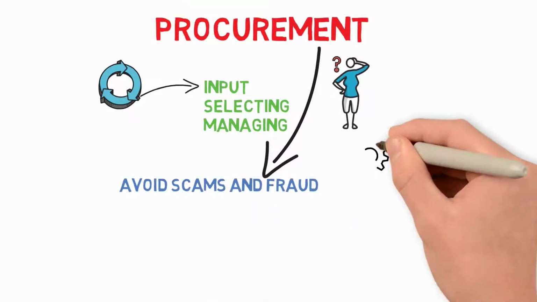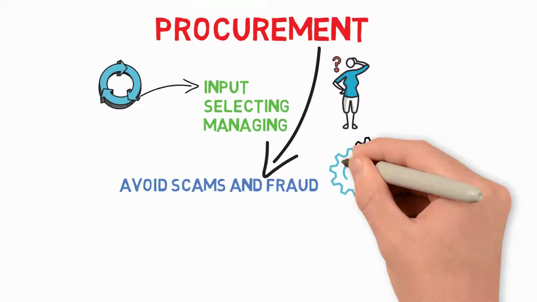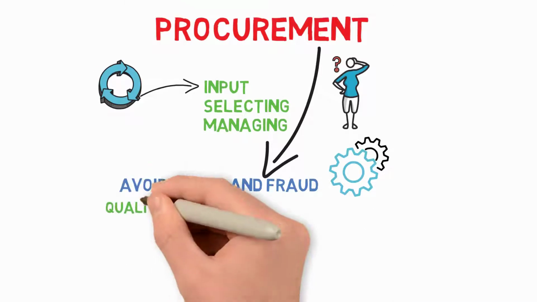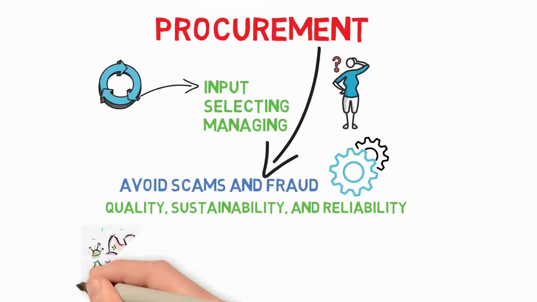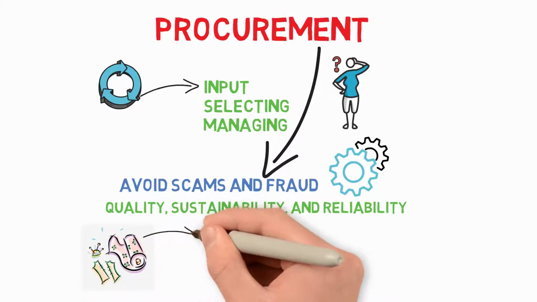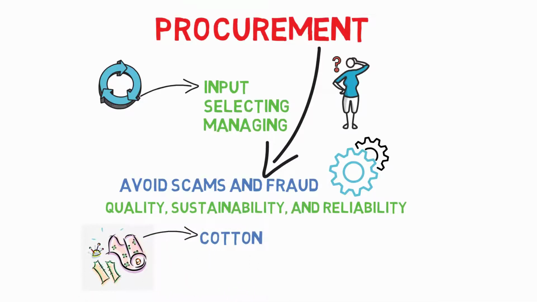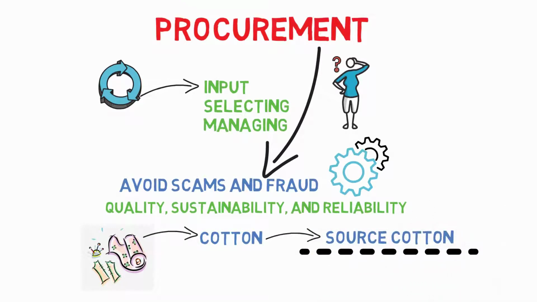It is carefully controlled to ensure that suppliers meet the organization's requirements, like quality, sustainability, and reliability. If we take the example of the fashion industry that works with cotton, the company would then source cotton from different vendors and suppliers to ensure that they run their business sustainably and ethically.